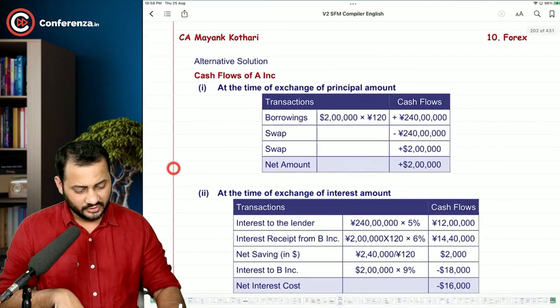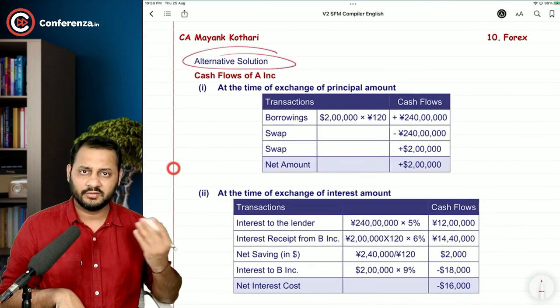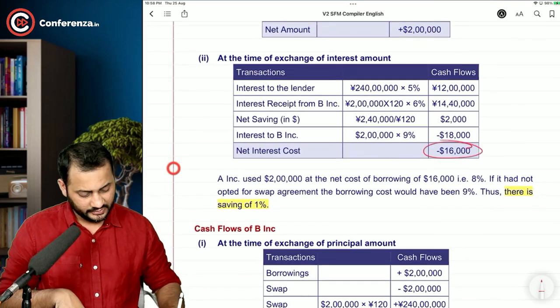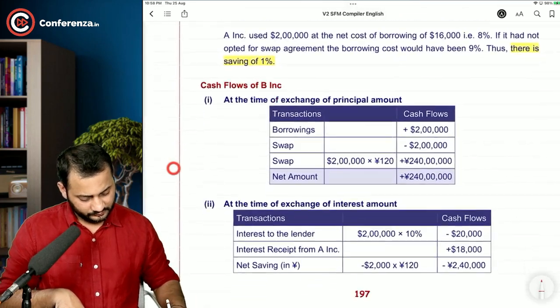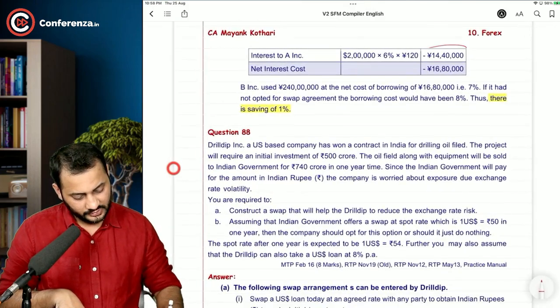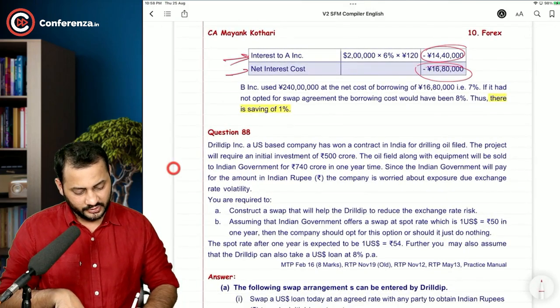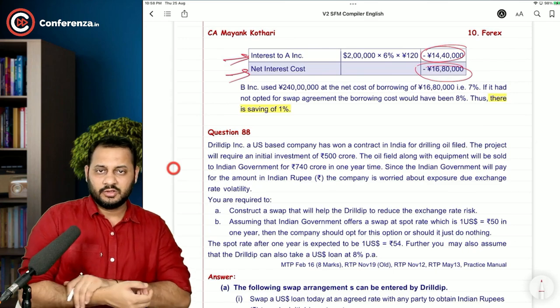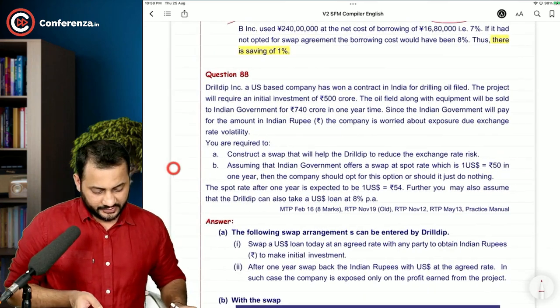And this is an alternative solution. You can just go through it. It will come to the same answer. 18,000, 16,000. Again this and this. Interest to A, net interest cost. Okay, sir, let's move on to question number 88.